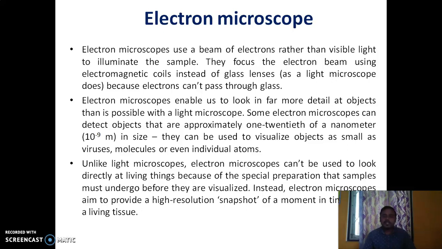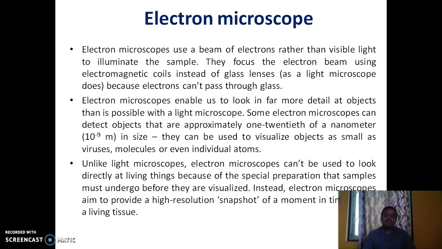And the reason they use electromagnetic coils instead of glass lenses is that electrons can't pass through glass. Electron microscopes enable us to look in far more detail at objects than is possible with the light microscope. Some electron microscopes can detect objects that are approximately 1/20th of a nanometer in size. They can be used to visualize objects as small as viruses, molecules, or even individual atoms, which can't actually be seen under a light microscope.